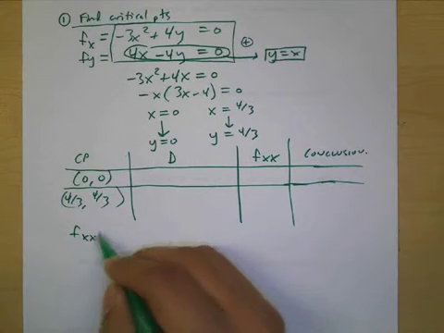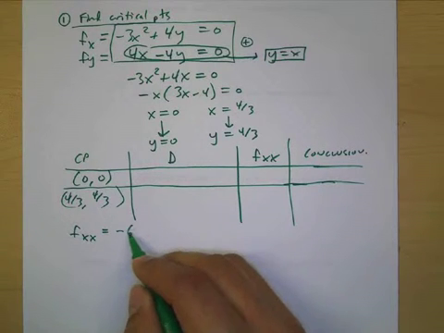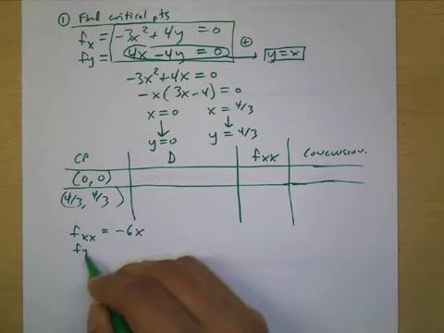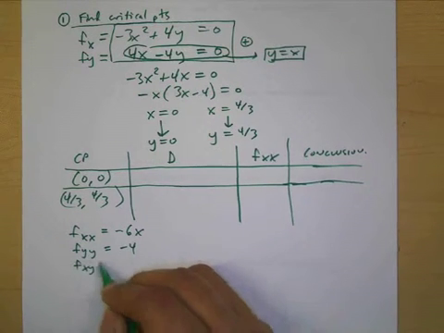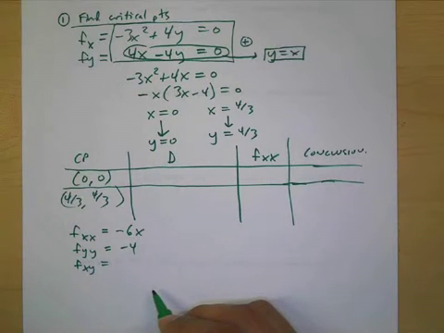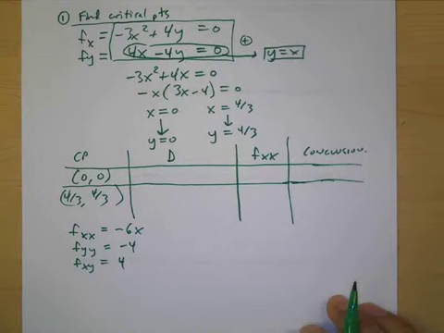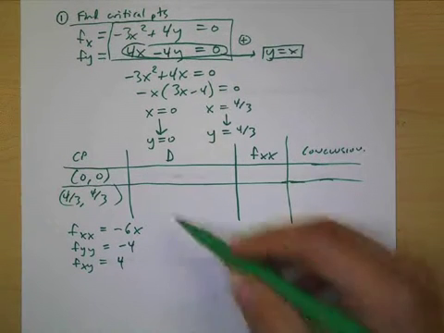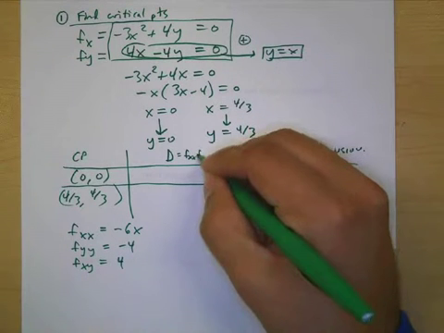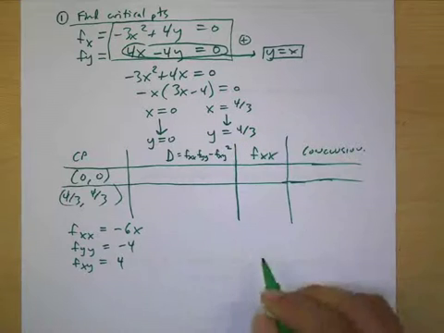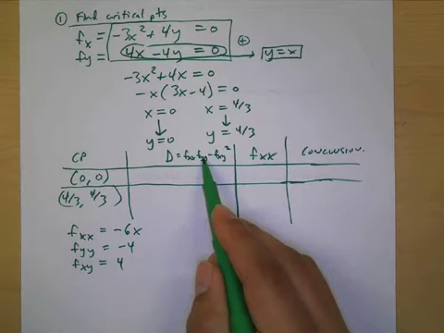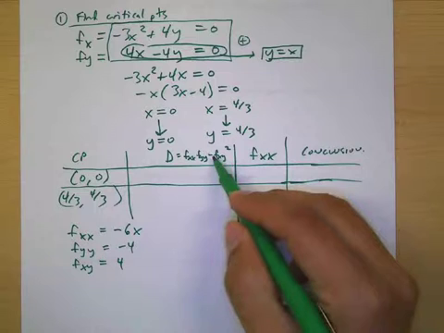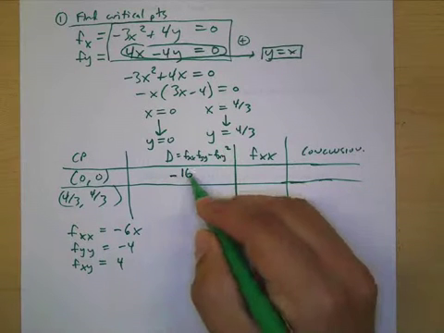So, okay. Partial x we already have. Partial y we already have. Partial xx will be negative 6x. And partial yy will be negative 4. And partial xy, the mixed partial, will be 4. Okay? So now D, remember, D equals partial xx times partial yy minus partial xy squared, if you forgot it. Plug in these values, (0, 0), into partial xx and partial yy. What are you going to get? You're going to get, well, negative 16, right? Because negative 4 squared.